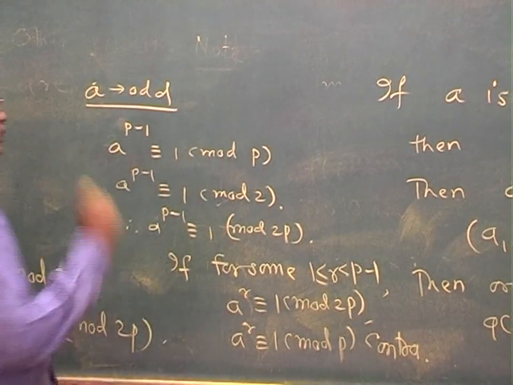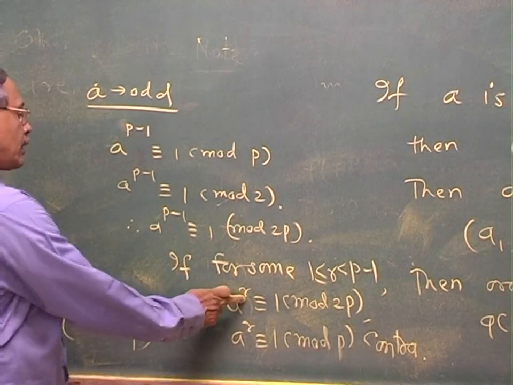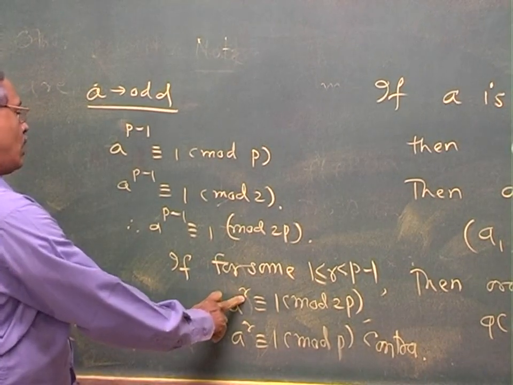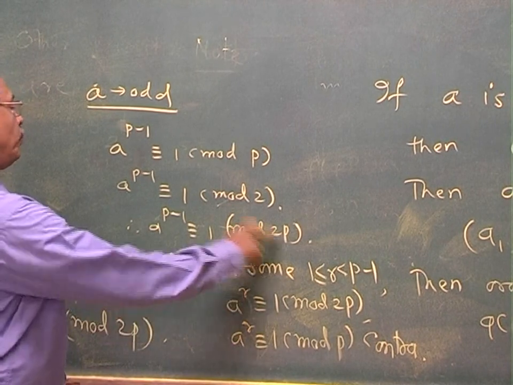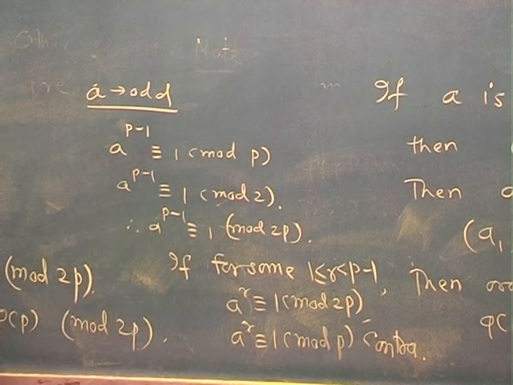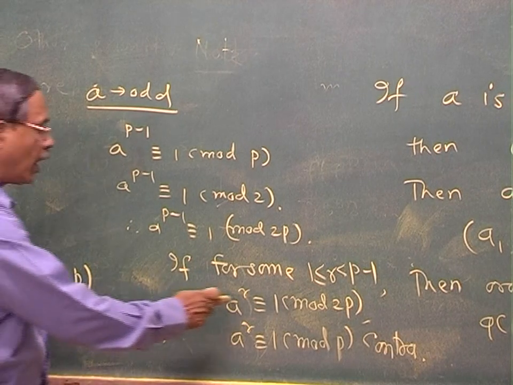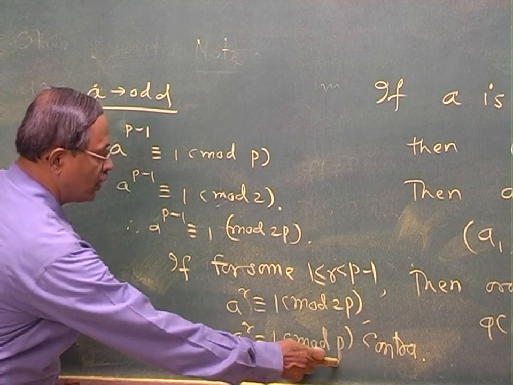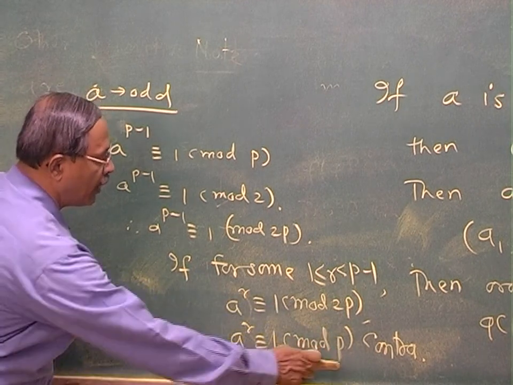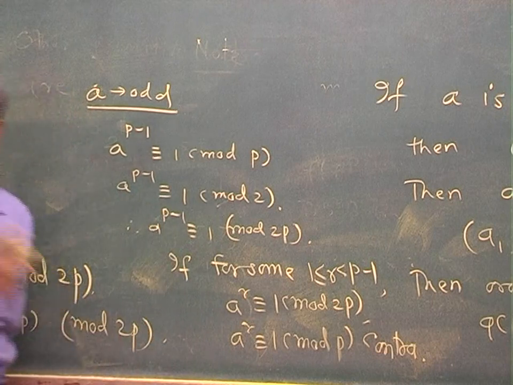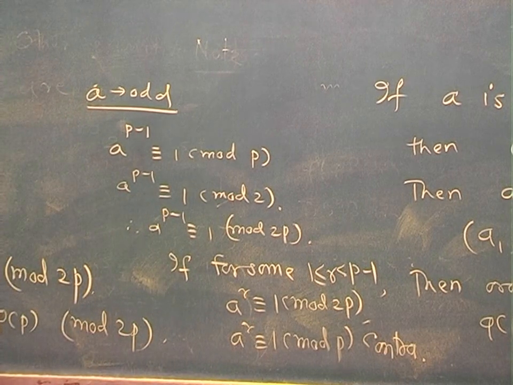So no smaller r can work, and therefore the order of A mod 2p is also p minus 1, because A raised to p minus 1 is 1 mod 2p. If a smaller power is also 1, then the same r will work for p also, but that is not possible because the order of A mod p is p minus 1. Okay, that proves the result. You can try the other one similarly.